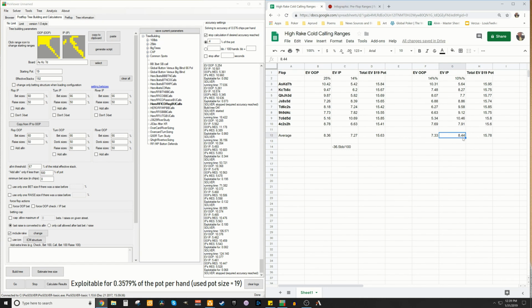But still, he's only making 44 cents, right, out of $2. But still, that's like a fifth of a blind, right? That means it's going to be like 50 BB per 100.